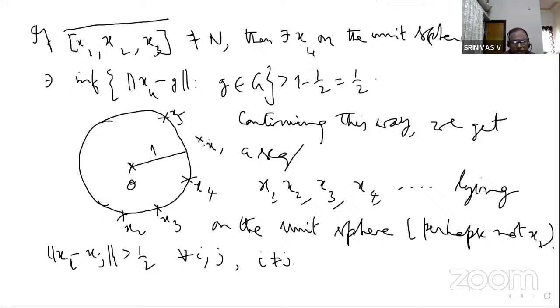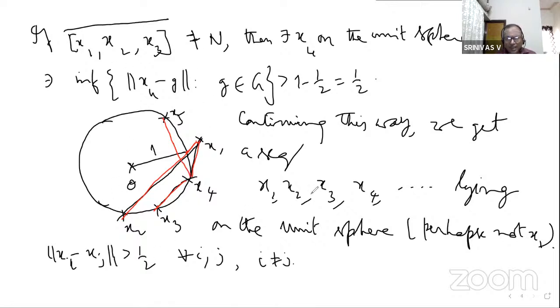You'll get x4 minus x1 is greater than half. You can take x1 belonging to G, so x4 minus x1 will be greater than half. This distance also will be greater than half. Previously you got x2 minus x1 is also greater than half. This length is greater than half. So let me use a different color. This distance is greater than half. This distance is greater than half. This is greater than half.